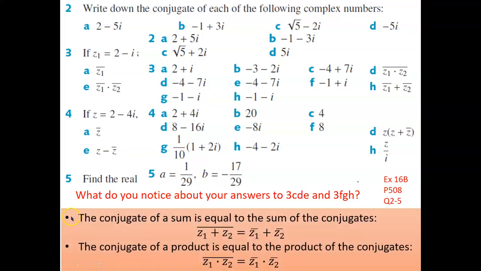And hopefully what you noticed is that the conjugate of a sum of complex numbers is equal to the sum of their conjugates. And the conjugate of a product is equal to the product of the conjugates. Please write down that orange box. These results can be useful to you. Okay, so let's have a look at how we use these complex conjugates to divide with complex numbers.